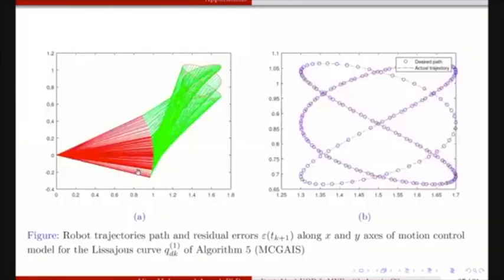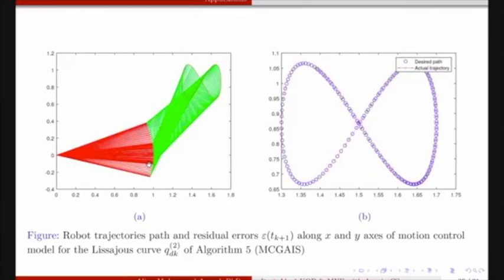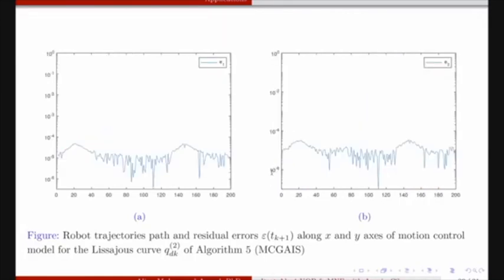So these are the errors. You can see that because we set the tolerance to 10 to the power minus 5, this is the error we have. The second Lissajous curve has an infinity shape. That is the qd2k given in the previous slide. You can see the blue one here is the desired path, while the red one is the actual trajectory. So our algorithm succeeded in following the path here. Also, the error recorded is almost flat here. You can see 10 to the power minus 5, that is the tolerance we set.